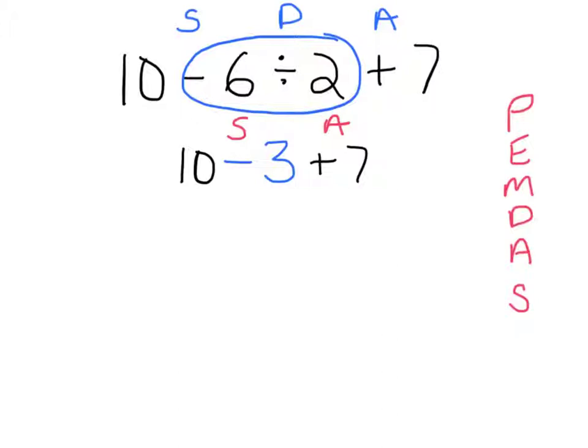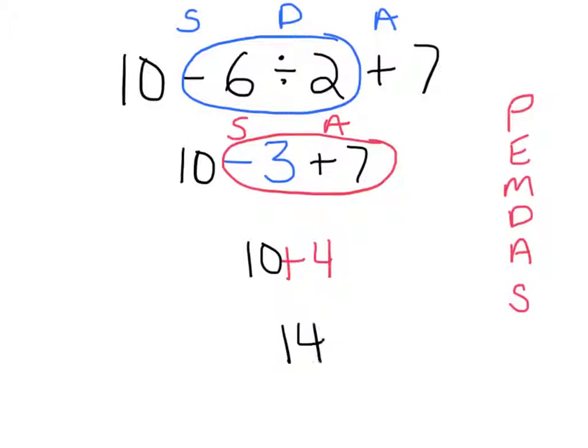Looking at the order of operations, it looks like addition is next. So I'm going to do negative 3 plus 7. Negative 3 plus 7 is positive 4. So I'm left with 10 plus 4. We know that that's addition. We know that's the only operation left. And 10 plus 4 is 14. So that's the answer.